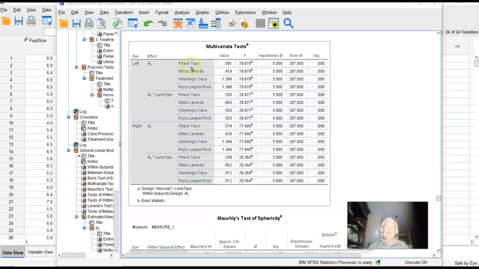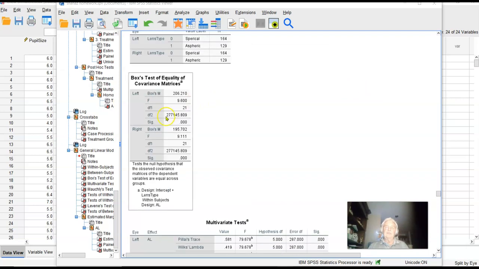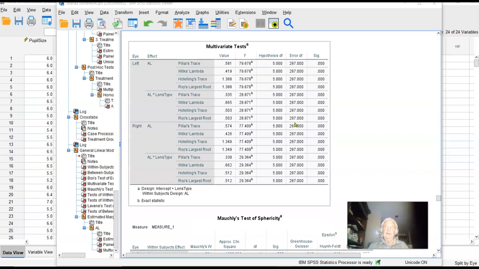We have multivariate tests. Now, this, by the way, when we start talking about mixed models next week, is how we get around this problem of not equal variance. We can look at the variance and model the variance as well. In this particular way of doing analysis of variance, you can't do that.